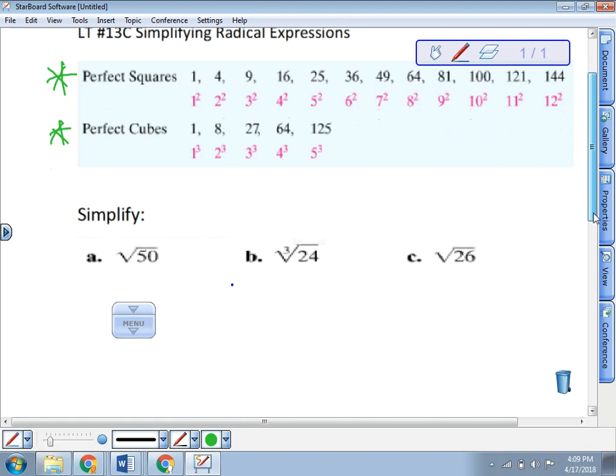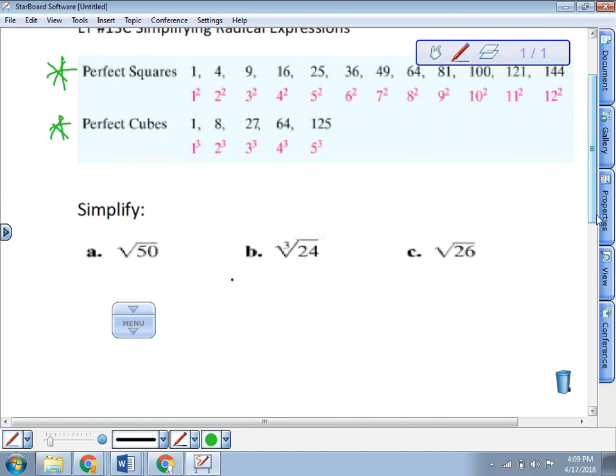Now, first thing we're going to do is simplify a radical. It's square root 50. How are we going to simplify it? We're going to simplify using factors, a little thing called a factor tree. Here's the key: one of the factors has to be a perfect square, and we want to use the greatest perfect square.